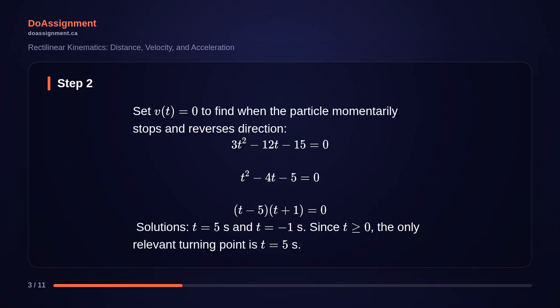To find where the particle changes direction, we set the velocity equal to 0. Factoring gives t equals 5 seconds and t equals -1 second. Since time cannot be negative in our problem, the only relevant turning point is at t equals 5 seconds.